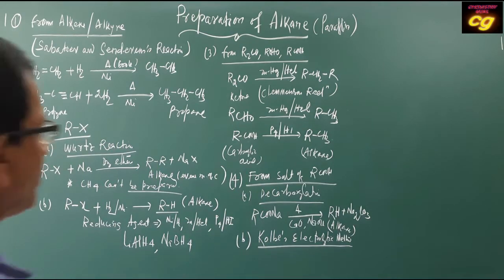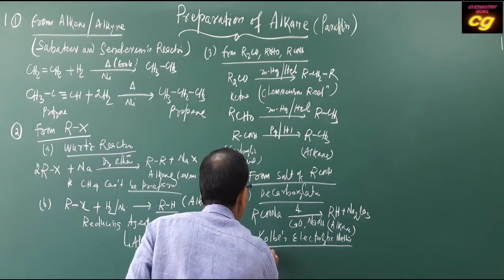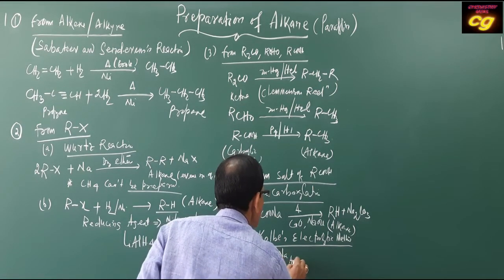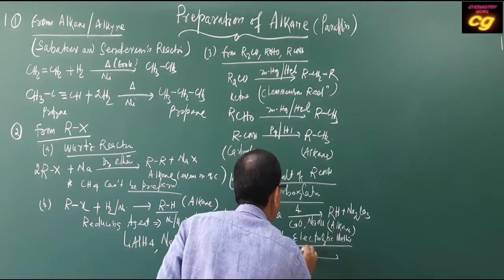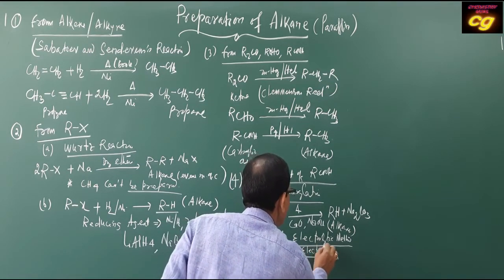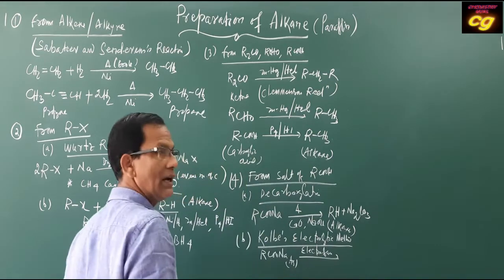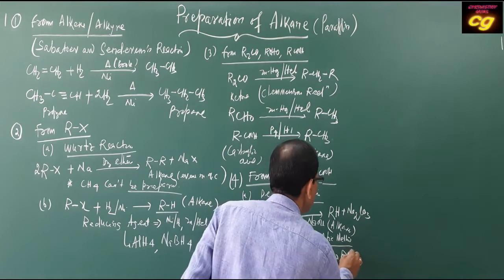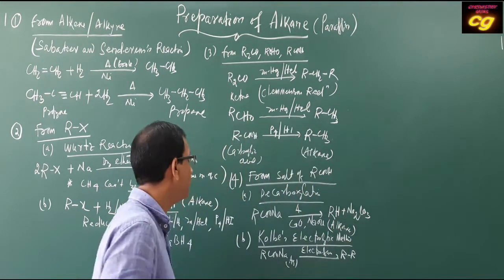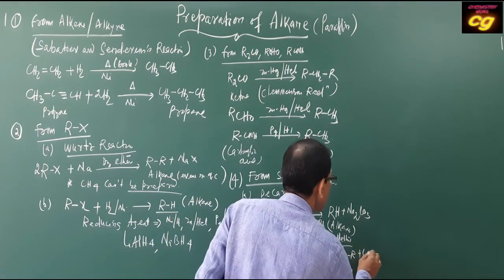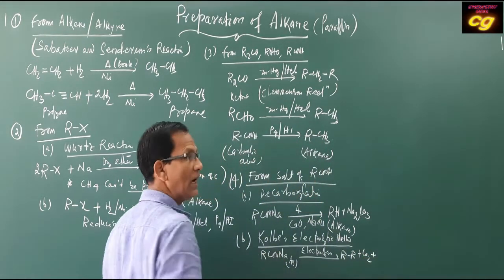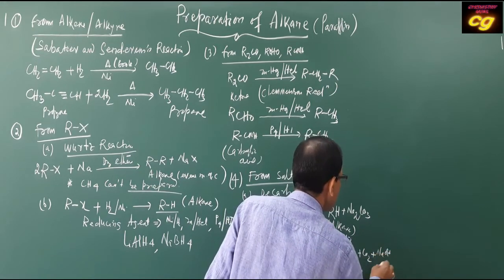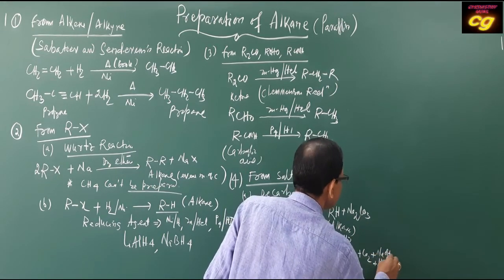In this method what happens? The same salt of acids in aqueous medium undergoes electrolysis. Then at the anode, a higher alkane will be formed, then carbon dioxide remains, and as sodium ion is formed, the sodium on electrolysis will produce sodium hydroxide and hydrogen gas will form.